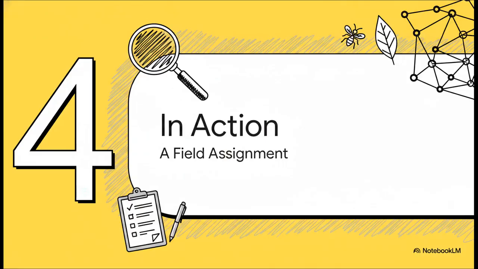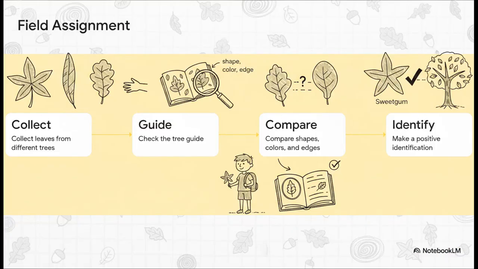Section 4. Identification in action. Let's see how this builds with a little field assignment. Imagine a science class studying the local forest. First, the students collect leaves from different trees. One has points like a star, another is long and narrow, and a third has rounded edges. Second, the teacher hands out a tree guide and says, use the shape, color, and edge of each leaf for identification. Third, the students actively compare their collected leaves to the pictures in the guide. They match the star-shaped leaf to a sweet gum tree in the book. And finally, step 4, they make a positive identification. They've figured out exactly what that thing is.